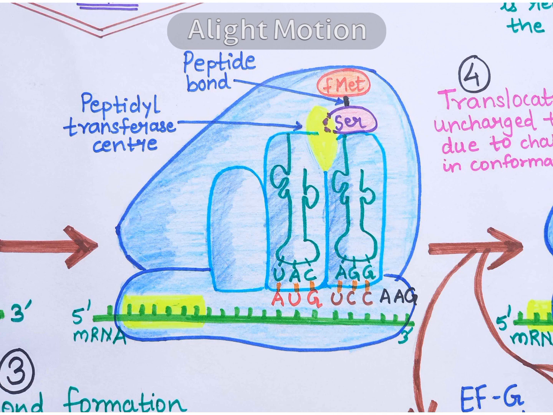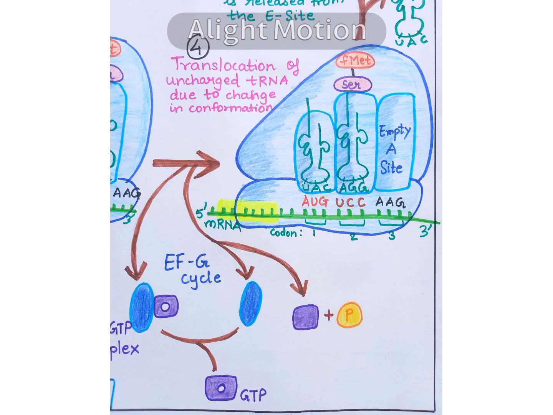Two steps are involved in the formation of this peptide bond. First, the bond between the amino acid and the tRNA in the P site is cleaved. In this case, the breakage is between the formylmethionine and its tRNA. Second, the peptide bond is formed between the formylmethionine and the serine attached to the tRNA in the A site in a reaction catalyzed by peptidyl transferase enzyme.